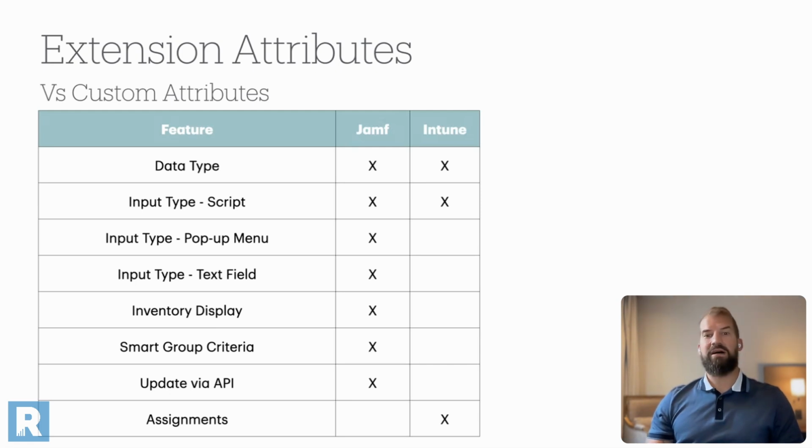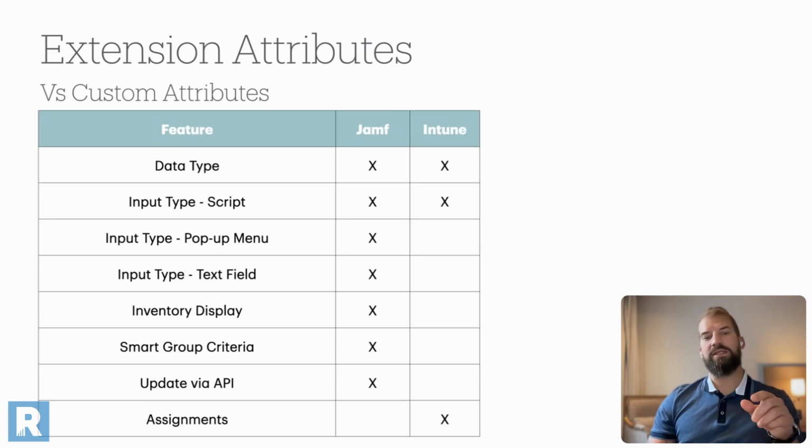It also doesn't allow for manual input of any type, like a pop-up menu or text field. And it also doesn't allow updates via the API. So that's another workflow we use quite a bit, is setting an extension attribute, but updating it with the API through a script we've made or something else.